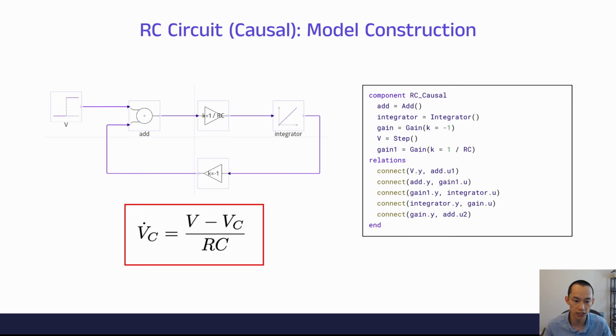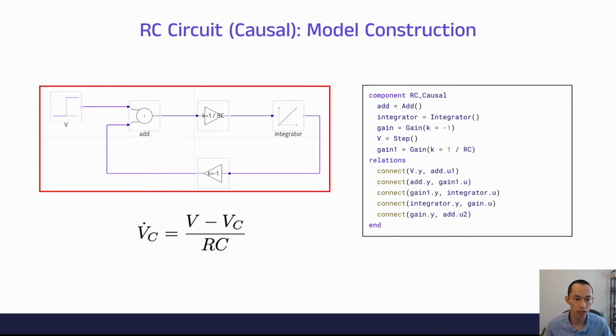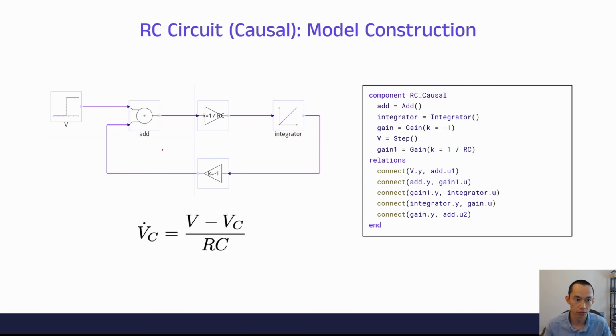So VC dot is equivalent to (V minus VC) over RC. And this is the causality that we derived when we took a look at our RC circuit. So this right here is the block diagram for this equation right down here. So let's go ahead and take a look at this block diagram and convince ourselves that this does in fact represent the RC circuit. Okay, so going into this add block right here, we have two signals going into it.